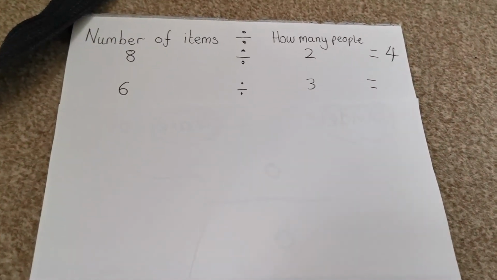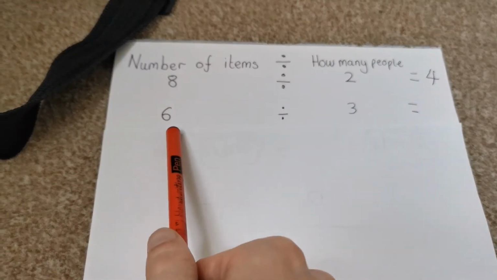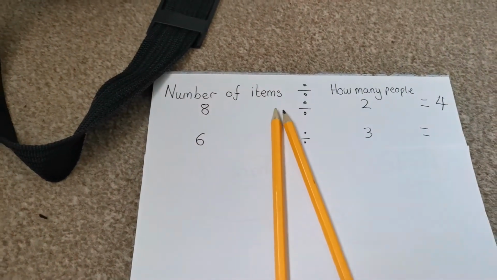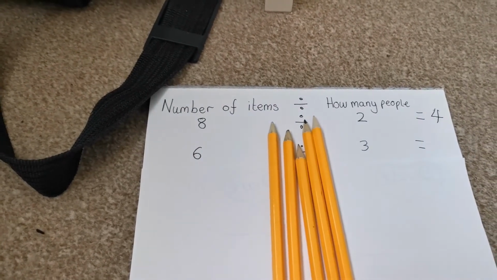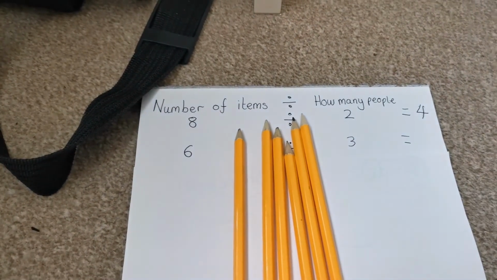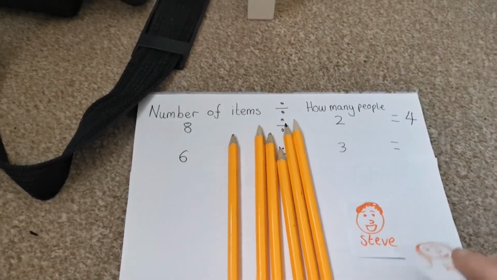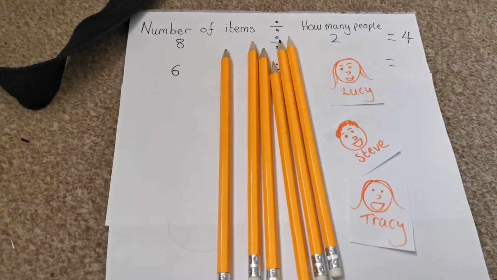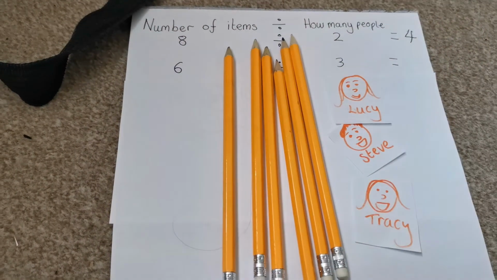This one says 6 divided by 3. So how many pencils do we need? We need 6. So we're going to get 1, 2, 3, 4, 5, 6 pencils. And how many people am I going to need? 3. So let's introduce you to some more friends. We've got Steve, Lucy, and Tracy. So we need to share these 6 pencils between these 3 people.